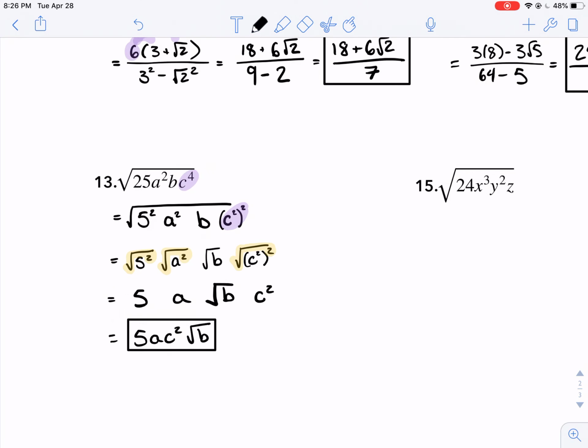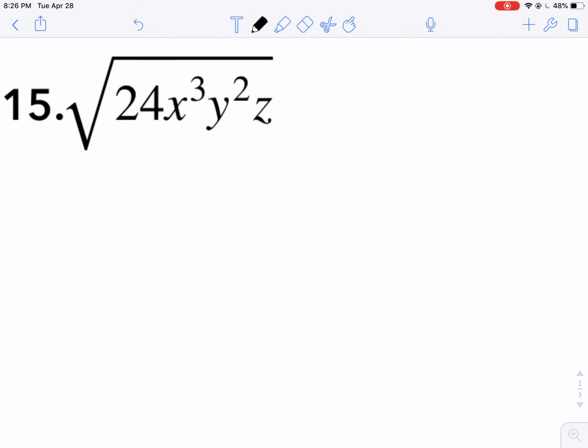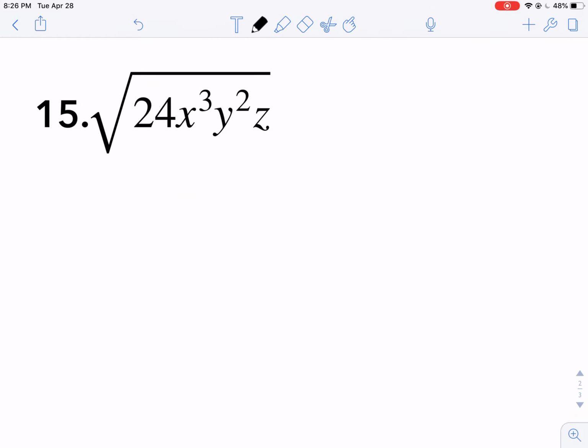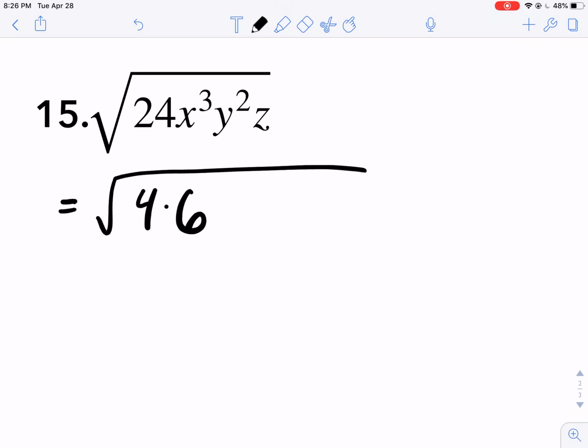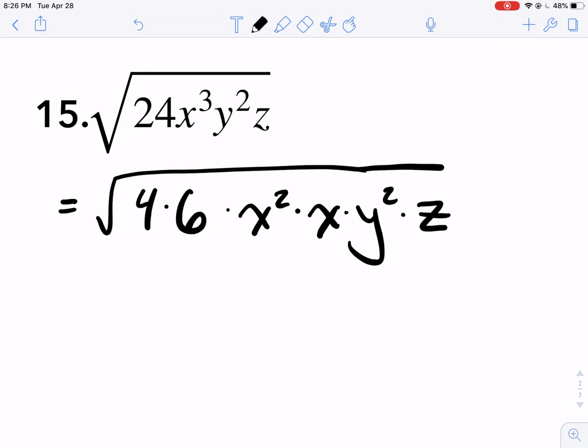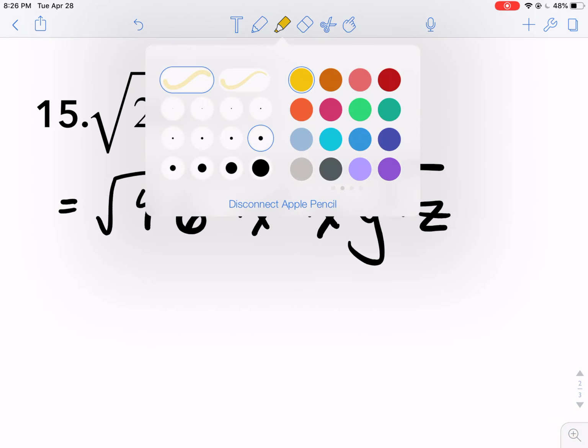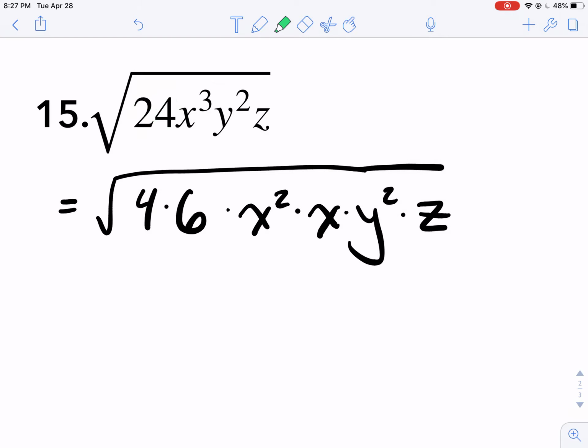Let's do our last one and then you can get started on your homework. So here again, we're going to split everything into its factors. So I'm going to split 24 into 4 times 6, x cubed into x squared times x. Then y squared I'll keep the same, and z I will keep the same. Again, 24 I split up into 4 times 6. X cubed became x squared times x, and then the other two remained the same.